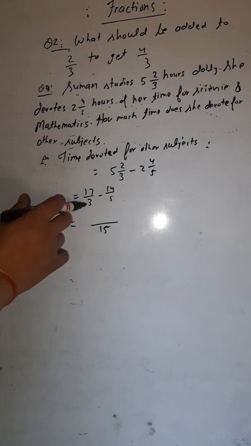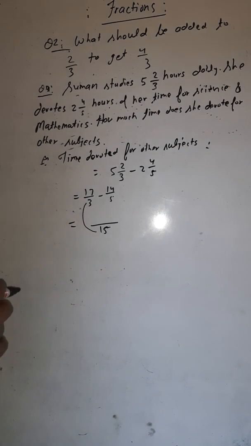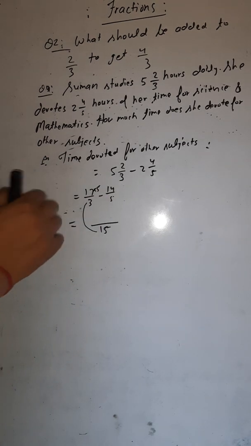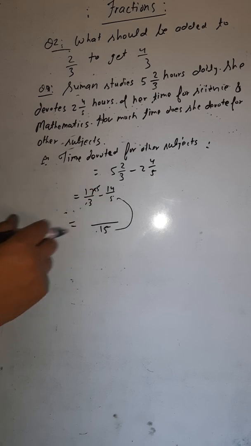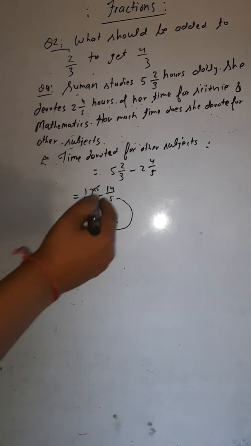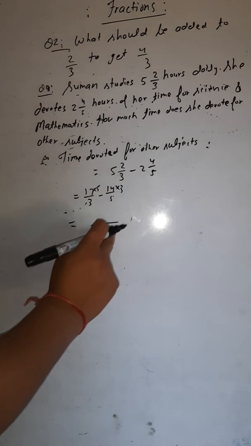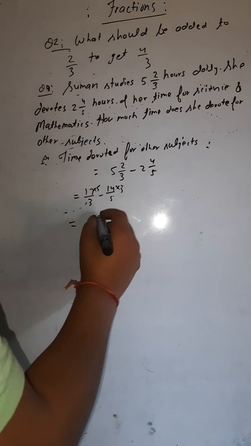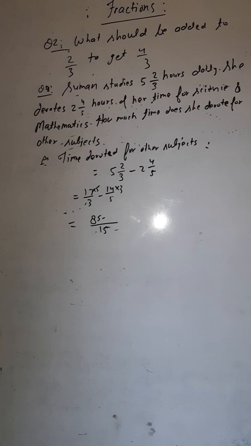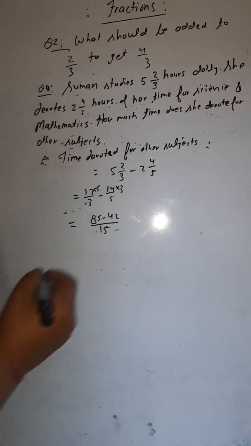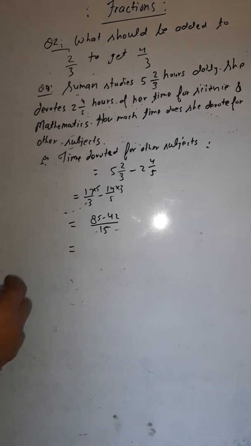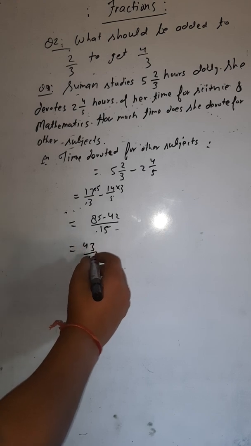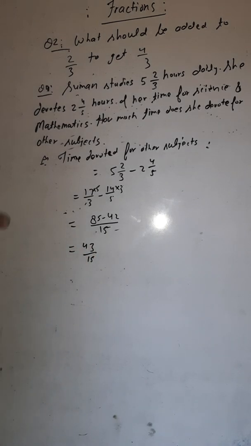Now divide this 15 by both the denominators. First you divide it by 3, 5 times. 3 fives are 15, so this 5 you multiply upside. Similarly, you divide 15 by the second denominator, that is 5. 5 threes are 15, 3 times, so 3 you would write upside now. Just solve this. 17 times 5 is 85 minus 14 times 3 is 42. Just subtract this. 5 minus 2 is 3, 8 minus 4 is 4. 43 by 15. That would be the time she is devoting for other subjects.